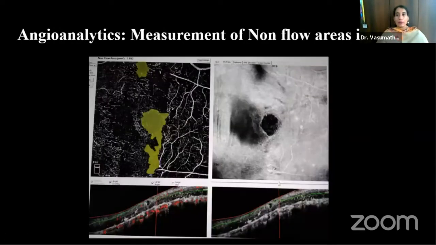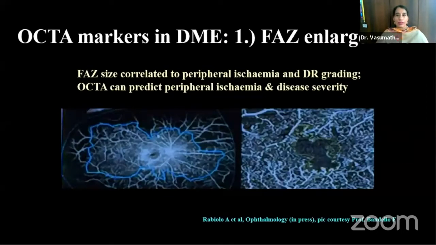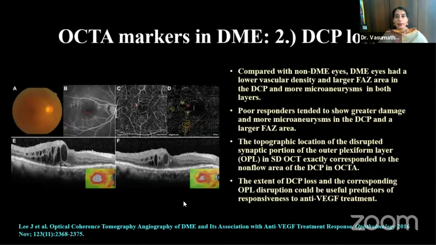And as I said, by angioanalytics, we can measure the extent of the FAZ involvement. And the FAZ size is also correlated to the peripheral ischemia, and it is suggested that an irregular FAZ predicts significant peripheral ischemia and disease severity. And this is a very good paper by Lee et al.